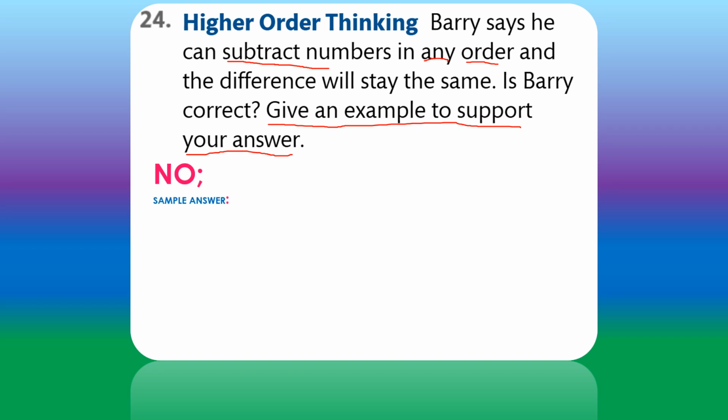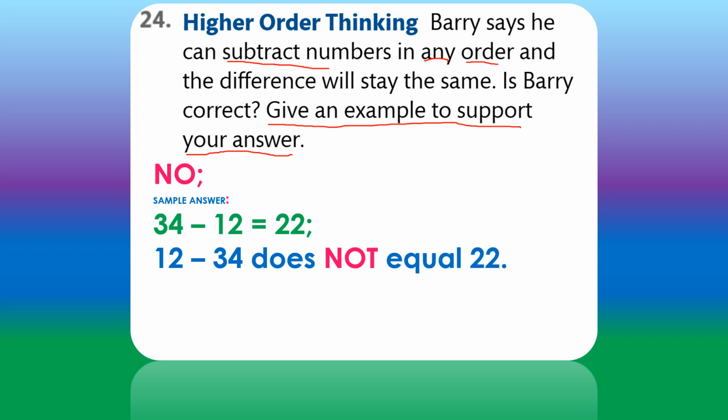Okay, here's our sample answer. All right, 34 minus 12 equals 22. Okay, is that true? Yeah, 4 minus 2 is 2. 3 minus 1 is 2, or 30 minus 10 is 20. So 20 and 2. All right, but 12 minus 34 does not equal 22. So that does not apply to subtraction. Okay, let's move on forward.